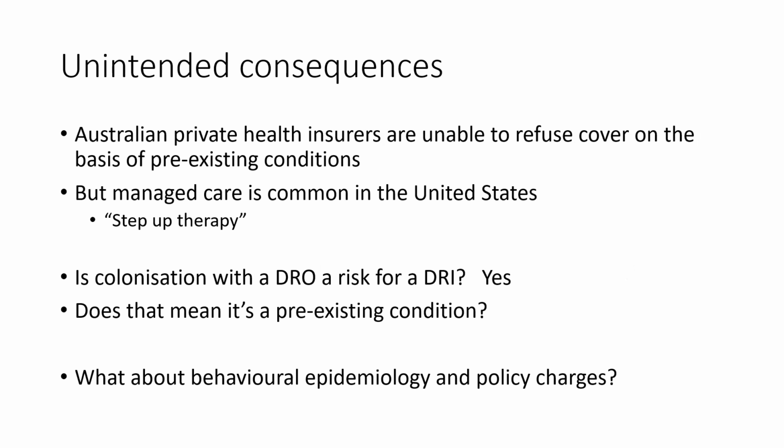So I've just got a slide here on some of the potential consequences of data linkage research. Now, in Australia, we have very strict laws that say that private health insurance companies aren't able to refuse cover on the basis of your pre-existing conditions. However, that's not the case in the United States, and managed care in the United States is a big issue. There's what's called step-up therapy, where HMOs, health management organisations, won't fund more expensive therapies for particular conditions unless cheaper but less effective therapies have been tried first, on the basis of the fact that they may get away with paying less for the cheaper therapy and it might just work.